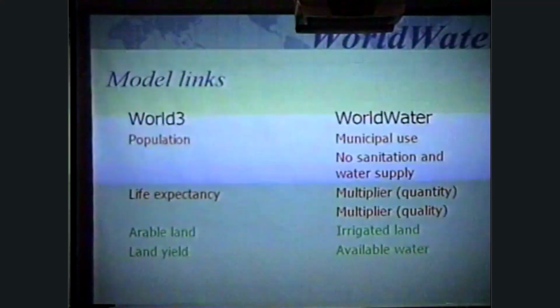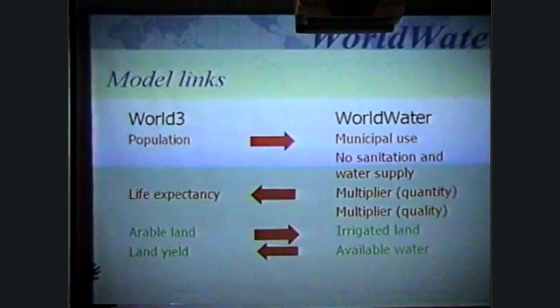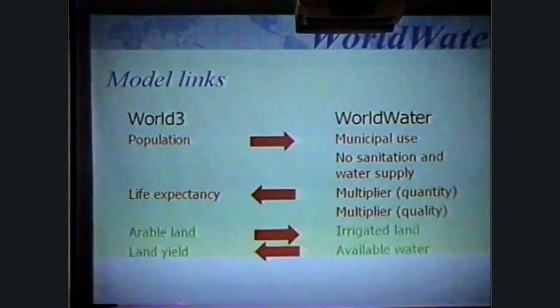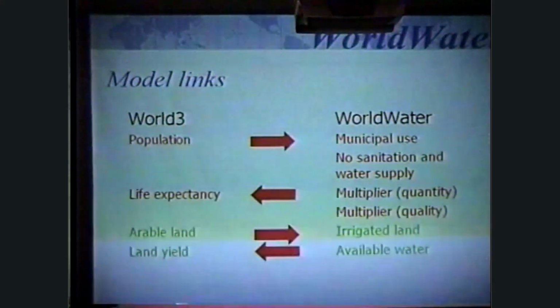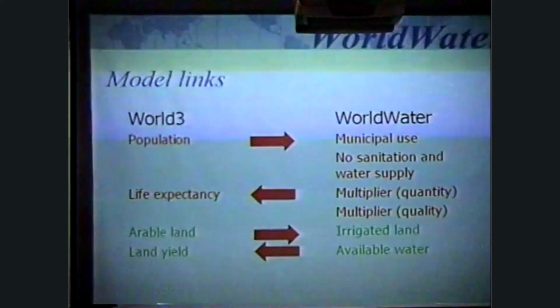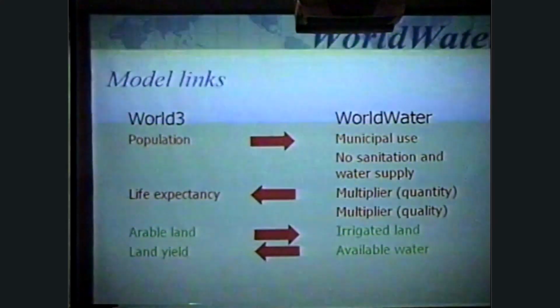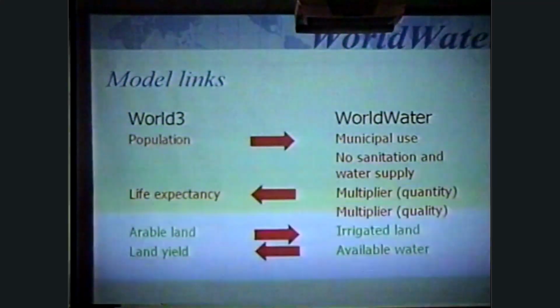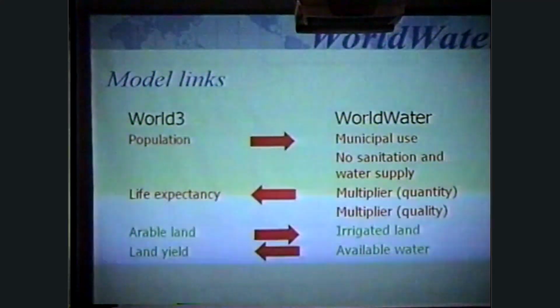So the next step after developing and using these principles was to link the two components or sectors. Actually, I have added two sectors to a World 3 model. One was dealing with the water quantity and another one was dealing with the water quality. And you can see through these two slides a number of interrelationships which I have developed.